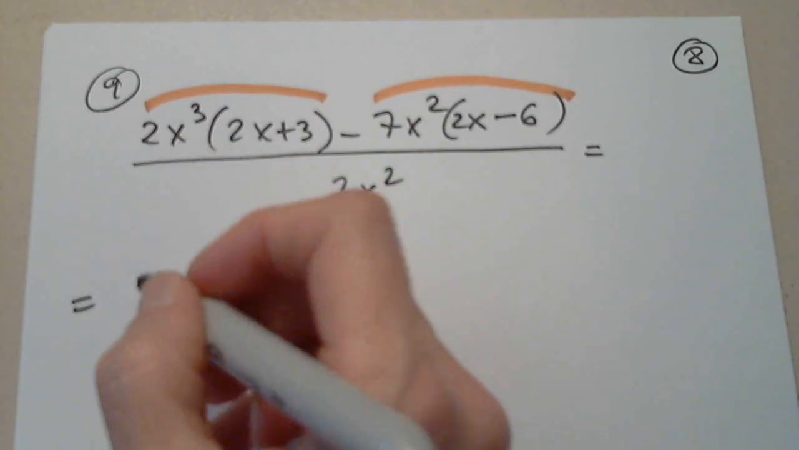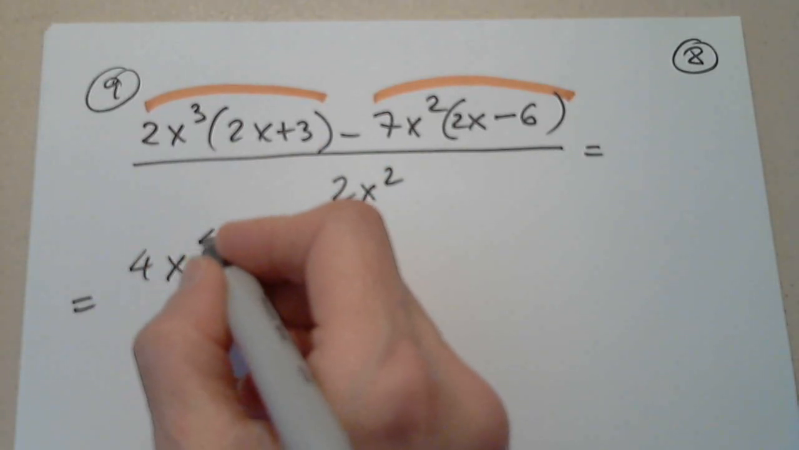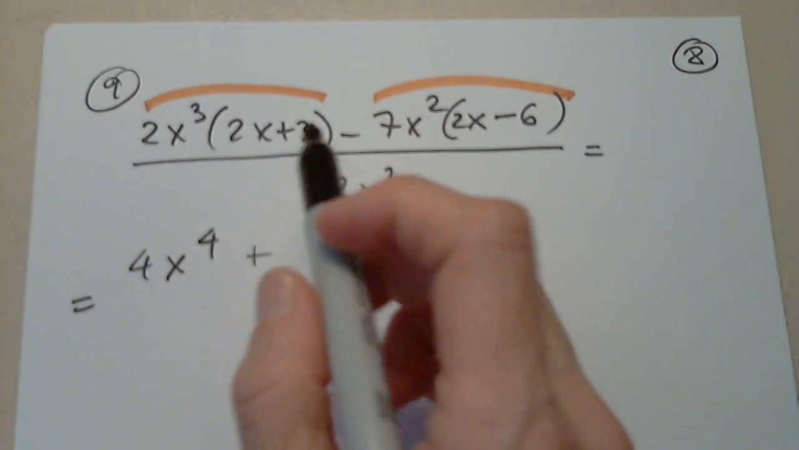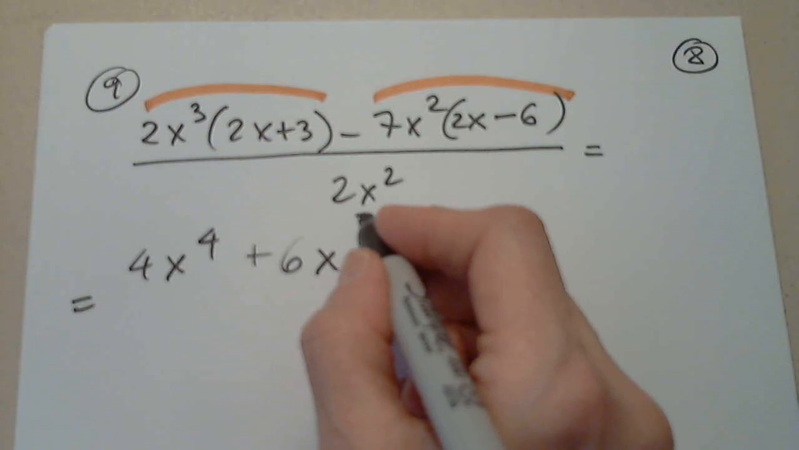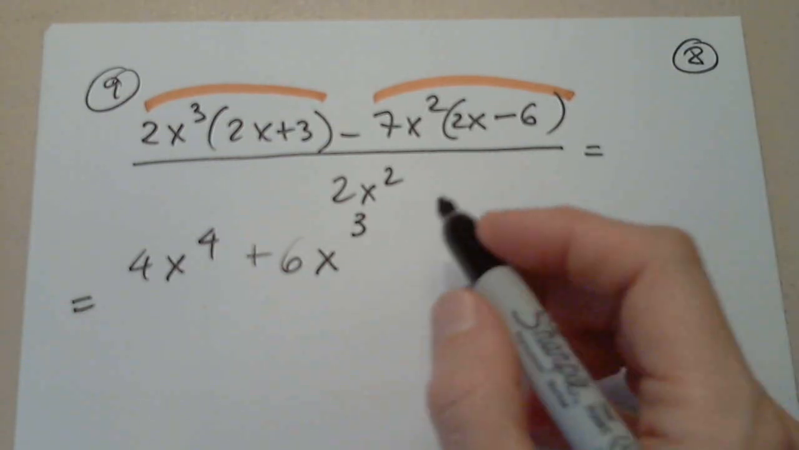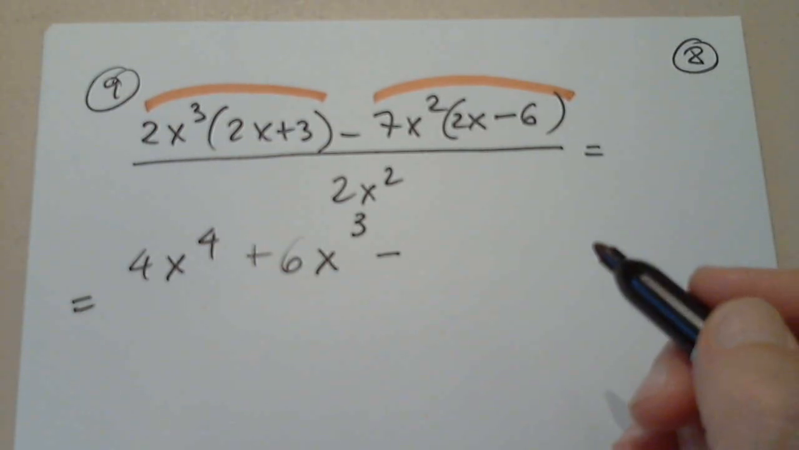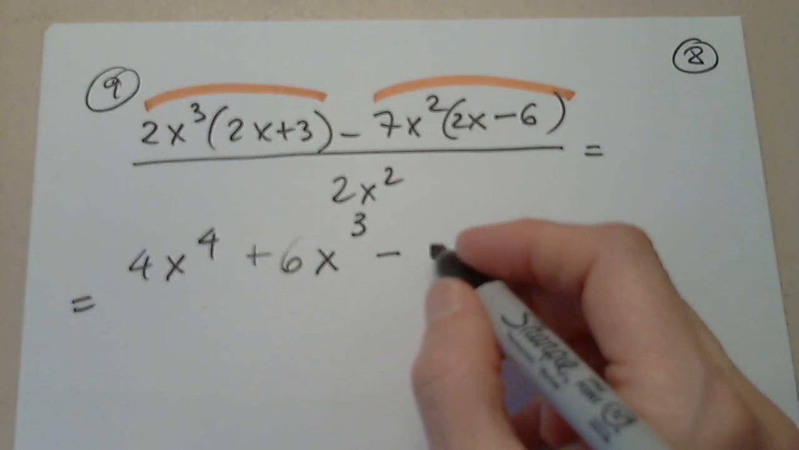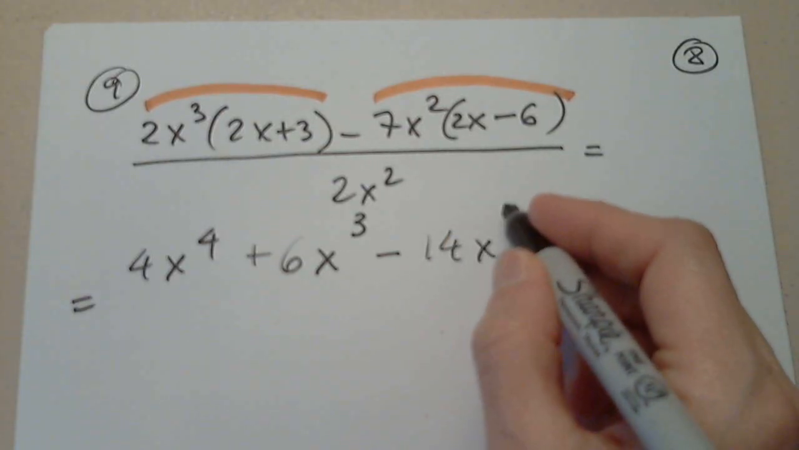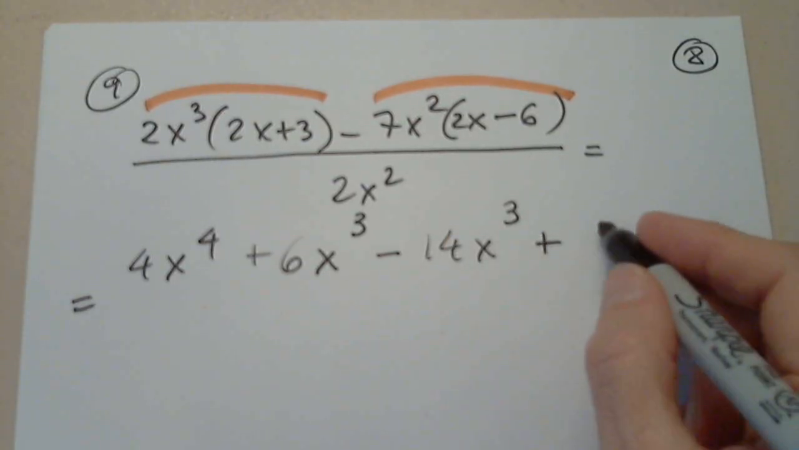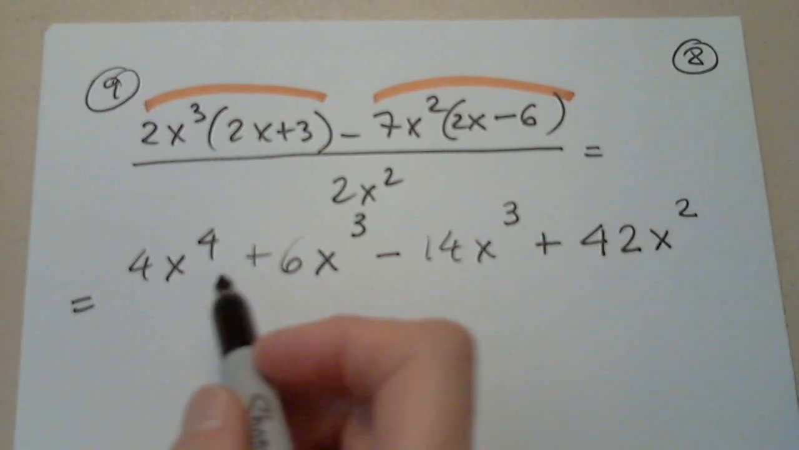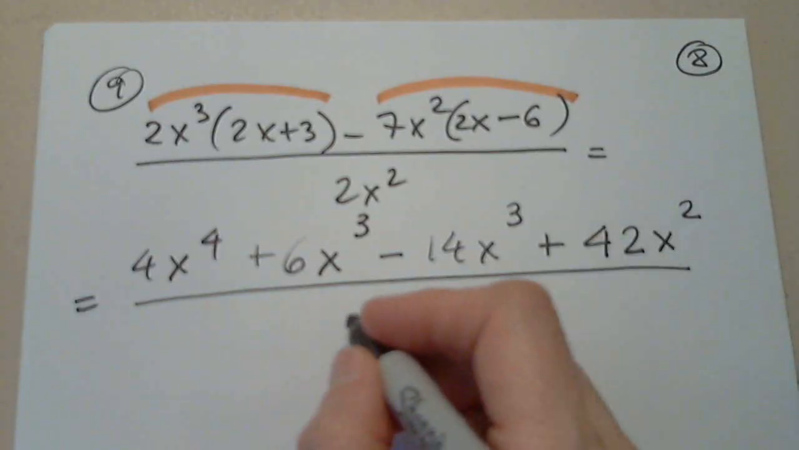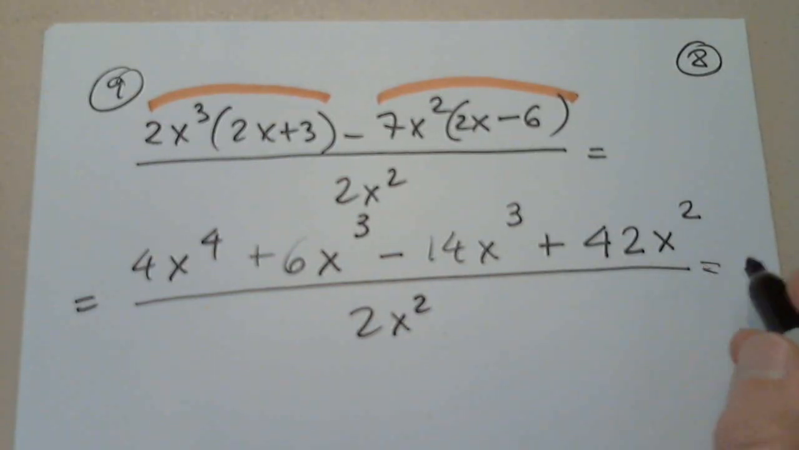Would it be 4x to the third? Yes, plus 6x to the third, I'm sorry. Yep, minus 14x to the third, plus 42x squared. Good. Do not attempt to simplify anything yet.